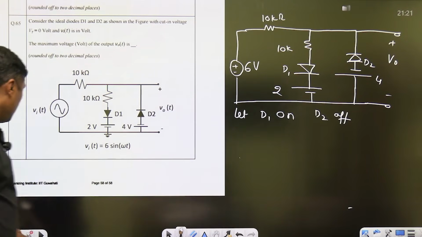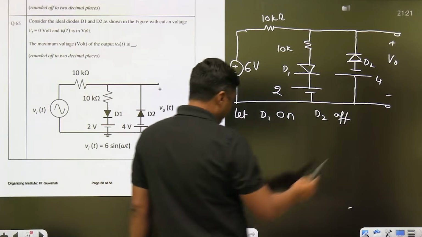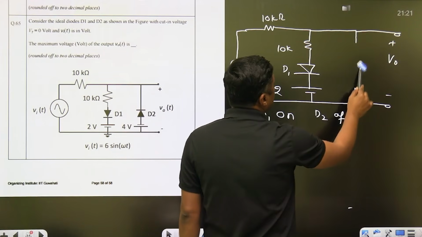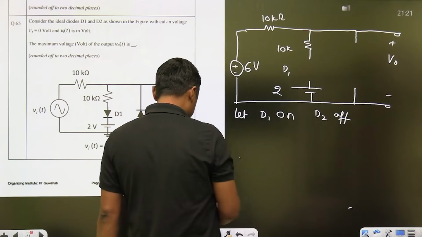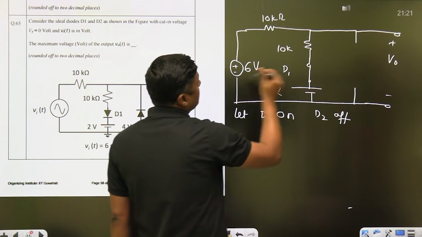Once you have the on and off states, what do you do? Because it is an ideal diode, it will act as an open circuit. Remove this battery. It will act as what? Short circuit. Now this is the question from the network. If it is the question from the network, this is the V0.